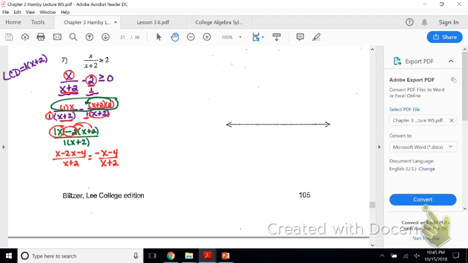So I'm going to go find the x-intercept. Remember, that's where the numerator is equal to 0. So negative x minus 4 equals 0. So x will be negative 4. And my vertical asymptote, which is where the denominator equals 0. So x plus 2 equals 0, which is x equals negative 2. My inequality has an equal to, so the x-intercept is going to be a bracket, and the vertical asymptote is always going to be parentheses.